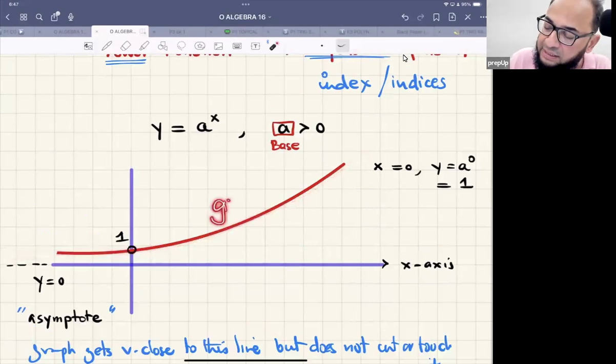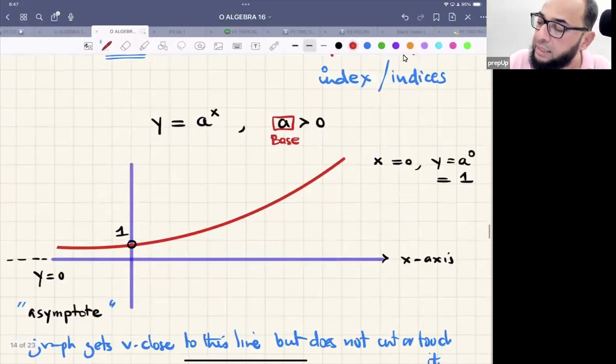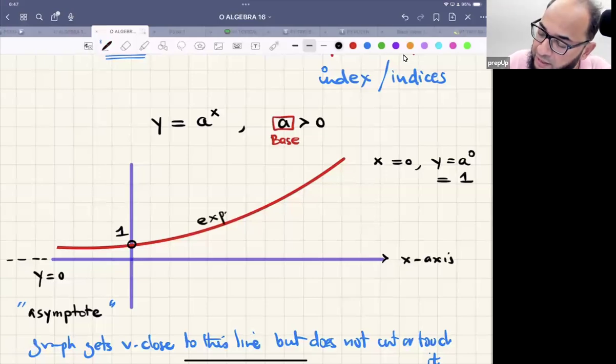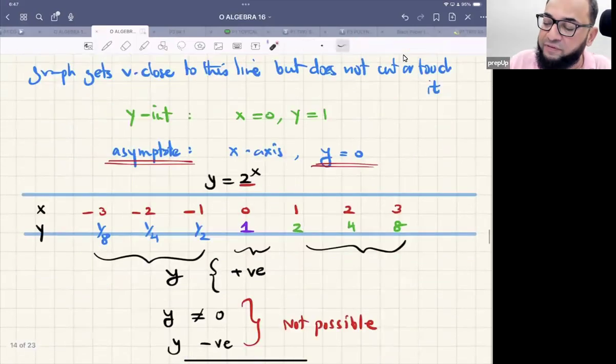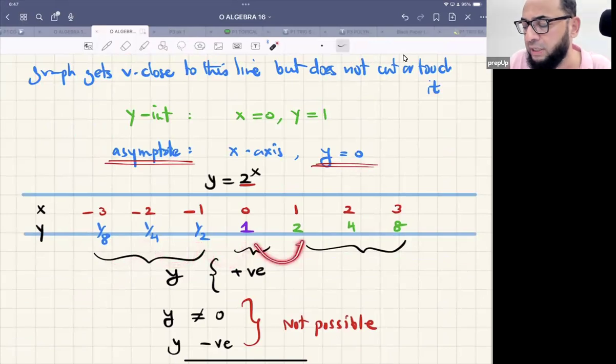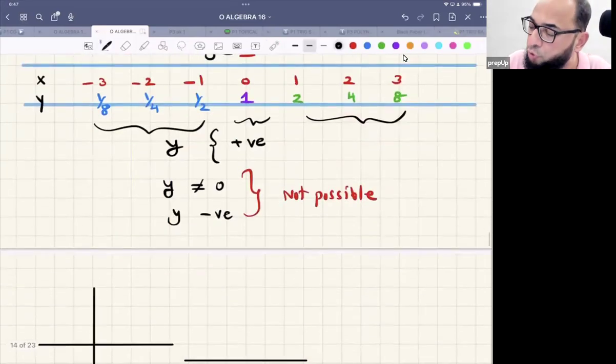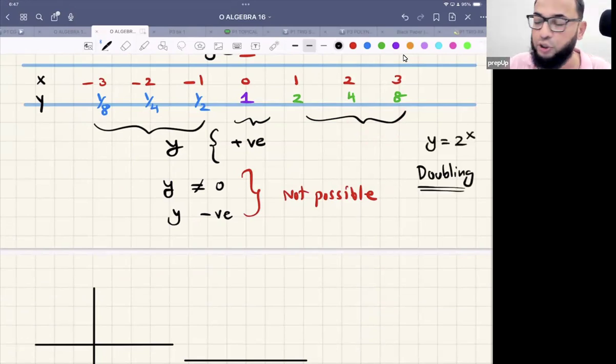And by the way, this is a graph of growth, because it shows exponential growth. Let me write over here: this graph shows exponential growth. And this is the concept of doubling. 1/8 multiplied by 2 is 1/4, 1/4 multiplied by 2 is half, half multiplied by 2 is 1, 1 multiplied by 2 is 2, 2 multiplied by 2 is 4. This is the concept of doubling, because y equals 2 raised to the power of x. So that is an exponential graph.